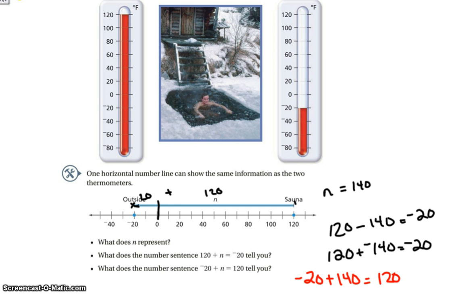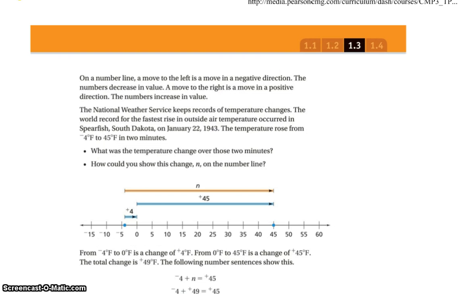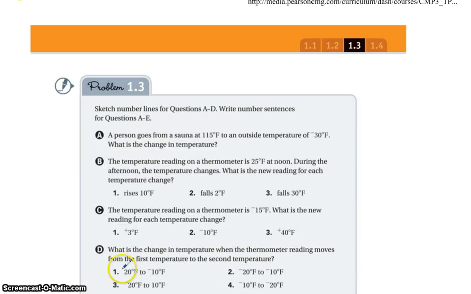We're going to take a look at page 16, and we are going to take a look at question A. Before moving on to page 16, on page 15 in your book, there is some information about how to use the number line, so you might want to take a look at that if this is kind of a struggle for you. If not, let's go over here to page 16 for A. It says sketch number lines for questions A through D. Write number sentences for questions A through E. So we're going to do A together, and you are going to have to do B1 prior to coming to class tomorrow.